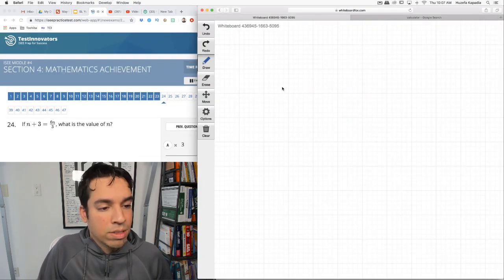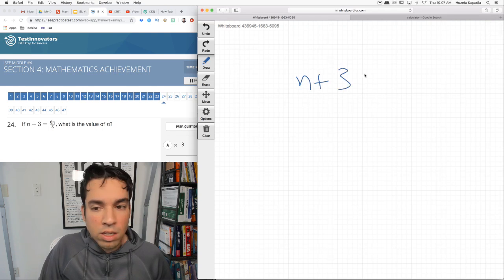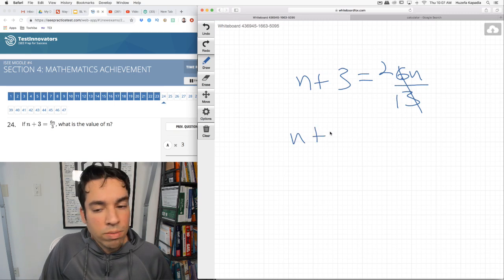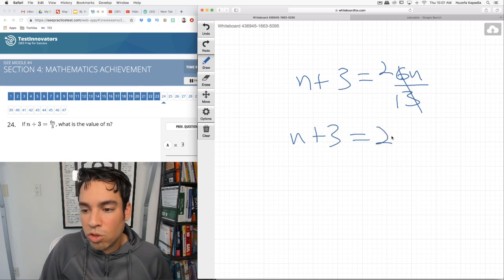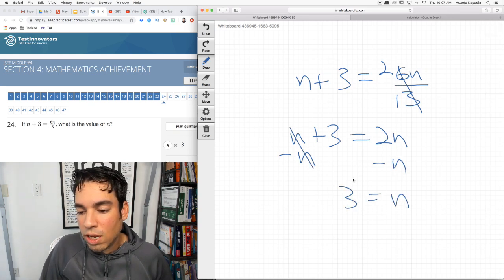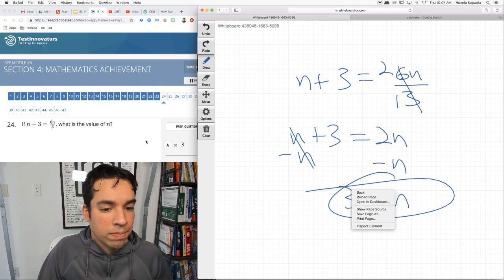Okay, next. n plus 3 equals 6n over 3. What is the value of n? Okay, let's isolate. First thing I'm going to do is look, 6 over 3. That can be reduced to 2 over 1 or just 2. So now we got a nicer setup. n plus 3 equals 2n. Now let's get the variables together. So I'm going to subtract n from both sides. 3 equals 2n minus n, which is n. n equals 3. Done.